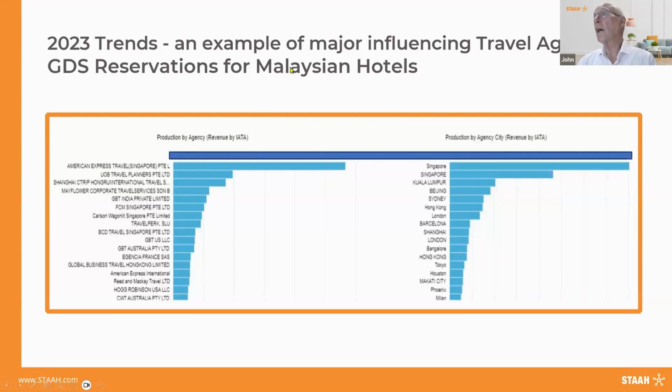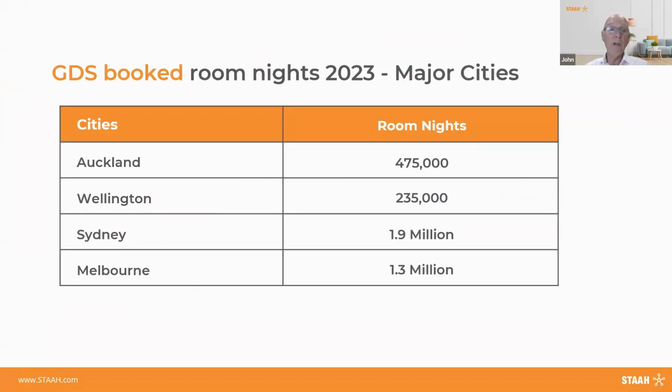Another example are Malaysian hotels. The data is slightly different, but again, it's the same information. So wherever your hotel is located, in whatever country, we can get this data and give it to you for you to make an informed decision whether you should be on GDS.